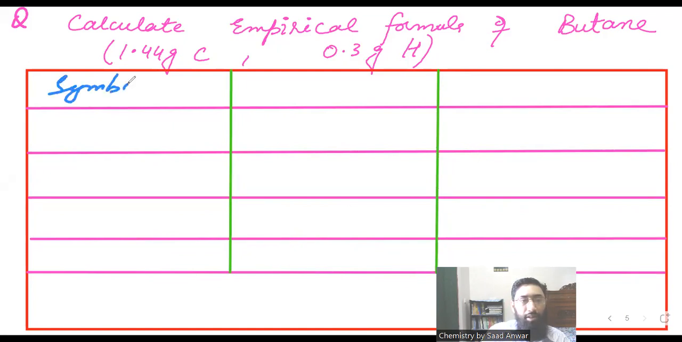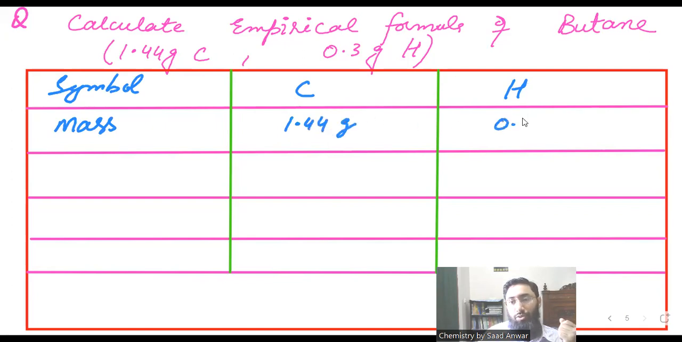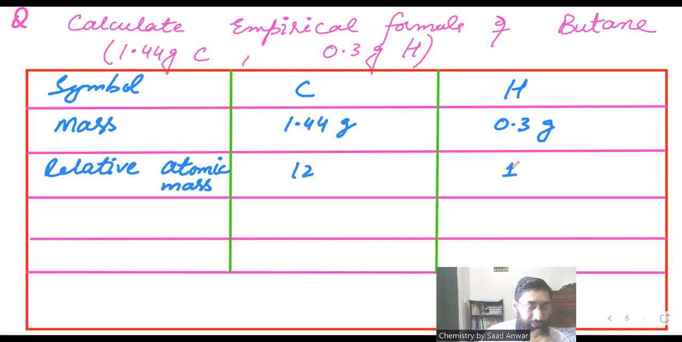First step is write symbol, like the symbol of carbon is C, symbol of hydrogen is H. The next step is write mass, like the given mass of carbon is 1.44 gram, and the mass of hydrogen given to us is 0.3 gram. The next step is write relative atomic mass. So the relative atomic mass of carbon is 12, of hydrogen is 1. And the next step is divide the mass by relative atomic mass.